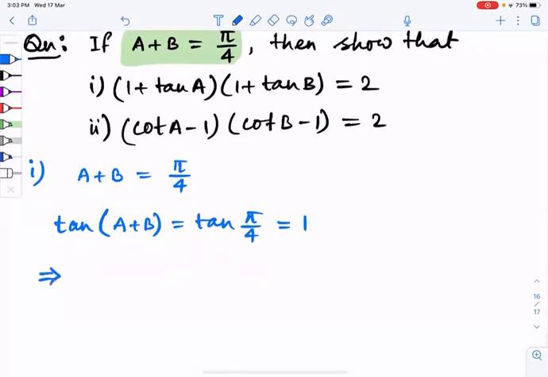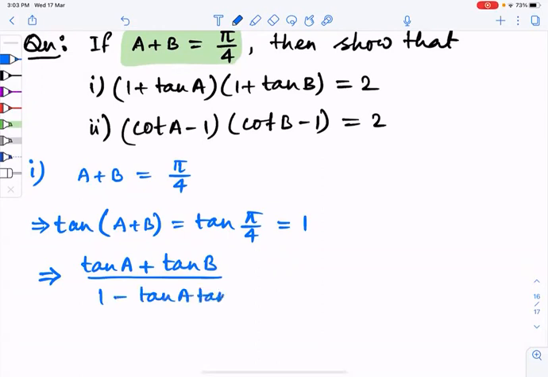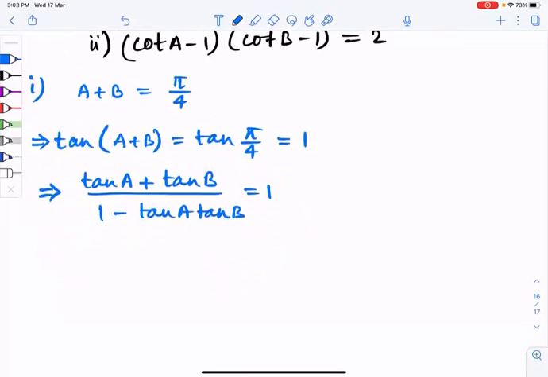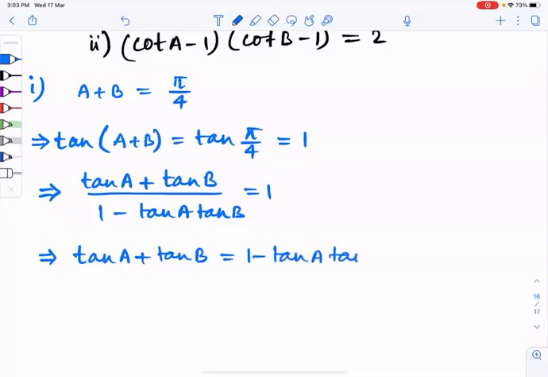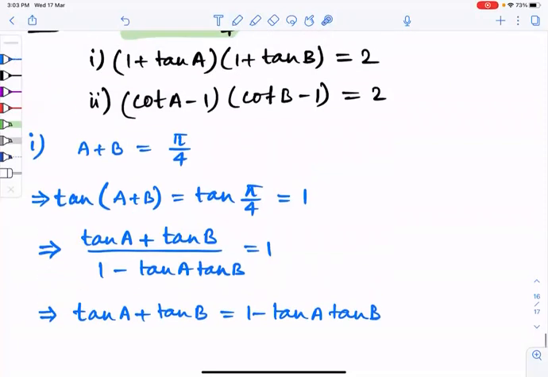So the tan(A+B) formula is (tan A plus tan B) over (1 minus tan A tan B). I have told this formula today. This is equal to 1. So I can now simplify it by cross multiplying and writing it as tan A plus tan B equal to 1 minus tan A tan B. Right? I have got that. Now I have to prove this.